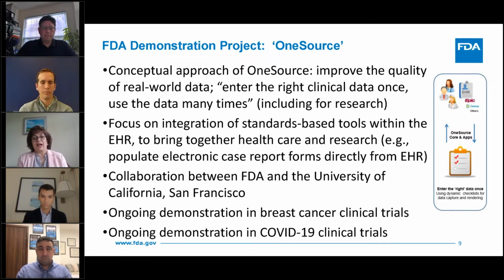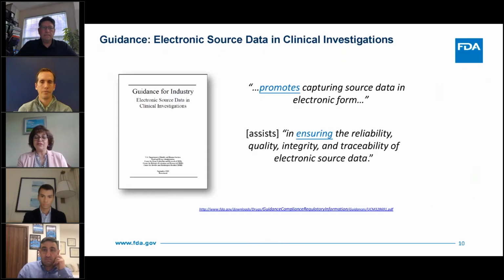We leverage two electronic health record systems, Cerner and Epic, and populate the case report form directly from the electronic health record system, both for a breast cancer trial. These are called I-SPY trials. These are adaptive trials for breast cancer. And then when the pandemic started, we also leveraged the same platform, OneSource, for COVID-19 drug clinical trials, not for vaccines, for drugs. And the goal of OneSource is to collect data once and reuse it many times.